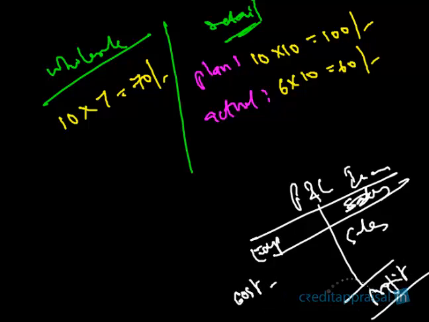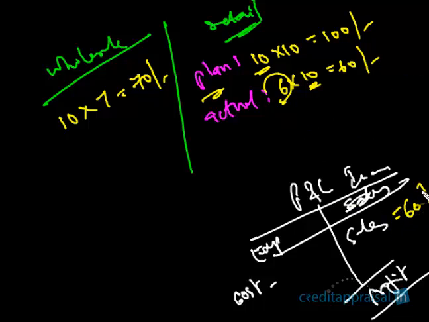Okay, fine. So here the sales is very clear. Sales is the actual amount sold, not the 10. 10 was the plan, but that didn't materialize. So what was the actual sales? 6 kg is sold at 10 per kg, so 6 into 10, 60. So sales is clear. It is 60.